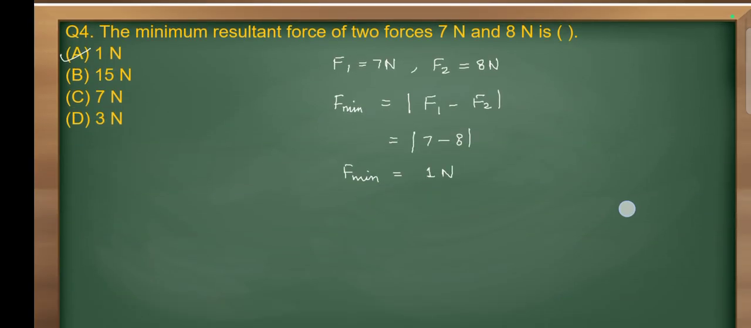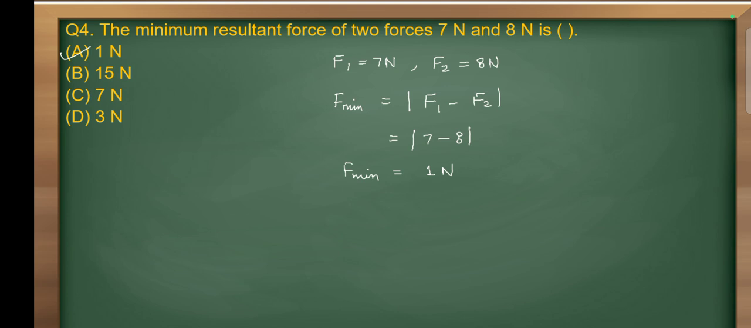Question number 4. The minimum resultant force of two forces 7 Newton and 8 Newton is... Here F1 is given as 7 Newton and F2 is 8 Newton. So minimum force will be F2 minus F1, that is 8 minus 7. So minimum force will be 1 Newton. So option A is correct.